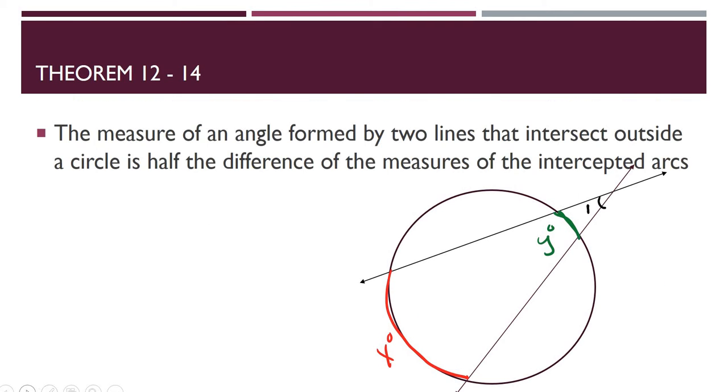And this is theorem 12.14. The measure of an angle formed by two lines that intersect outside of a circle, so here's the difference, is half of the difference of the measures of the intercepted arcs. So instead of the sum, it's the difference. Measure of angle 1 is 1/2 of x minus y.